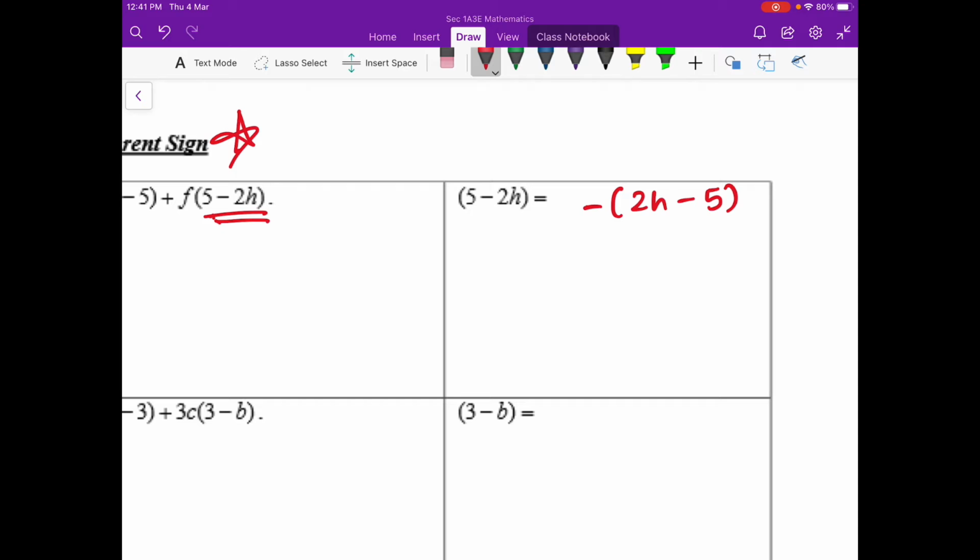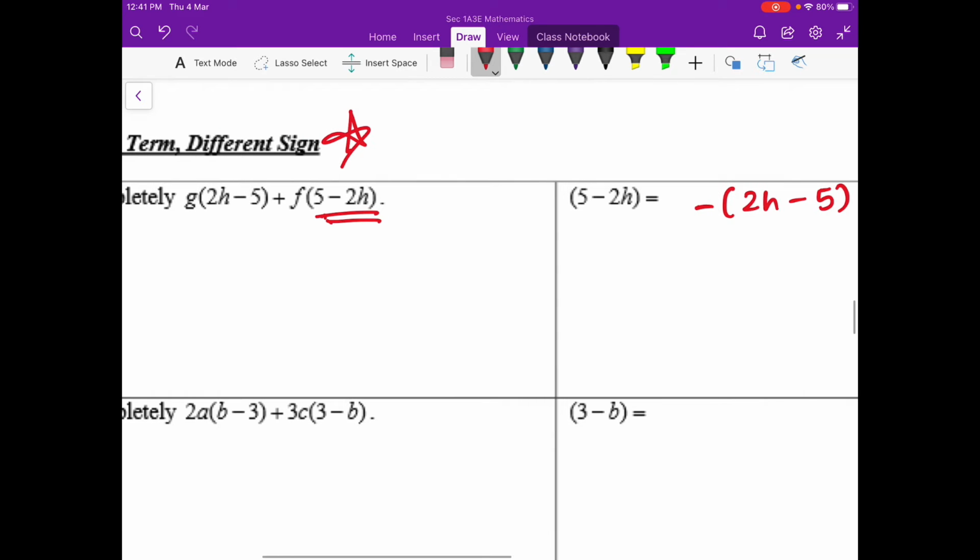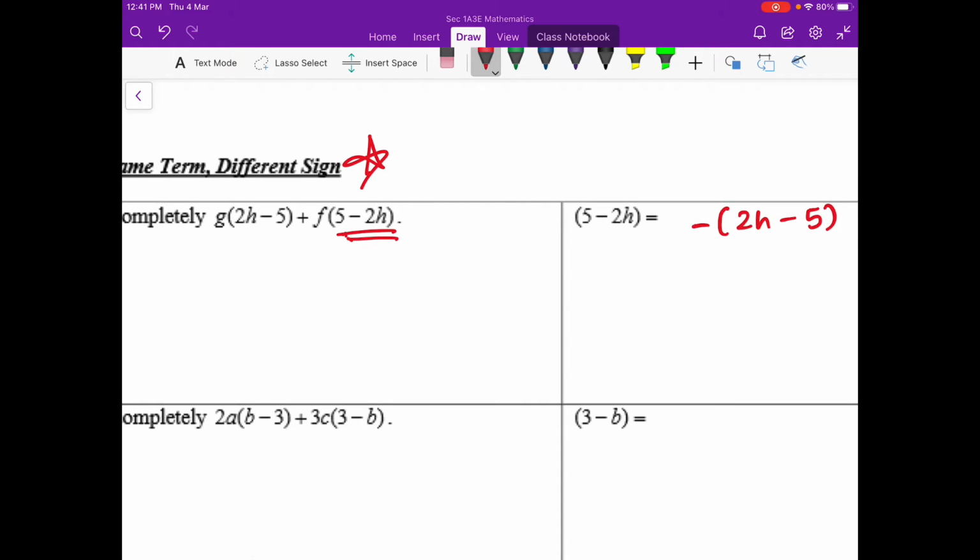Do you see that? Just like that, all the signs will change. Remember, I've been stressing, when there's a negative sign outside the bracket, you remove the negative sign, all the signs will change. Positive to become negative, negative to become positive. So with this, I am now going to change my 5 minus 2h to become negative 2h minus 5.